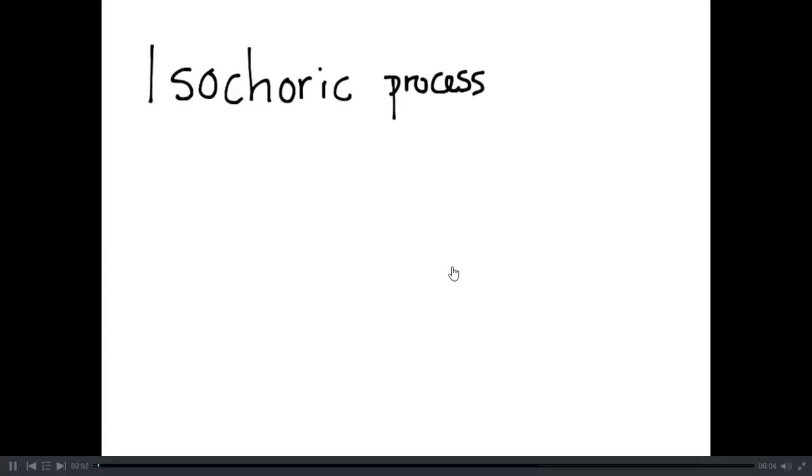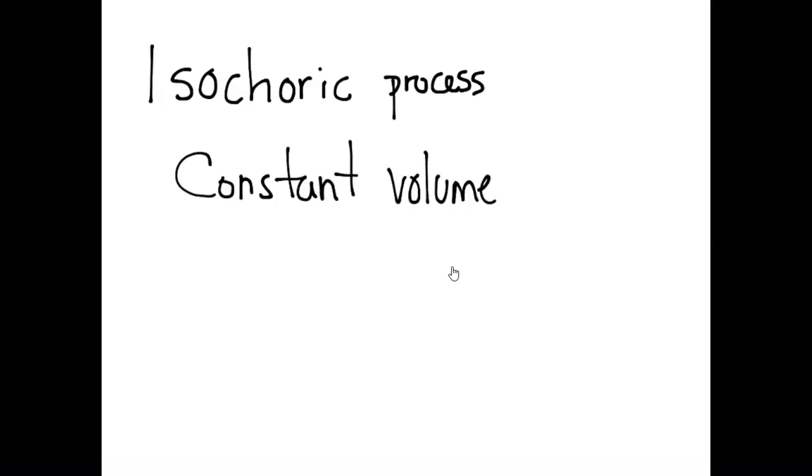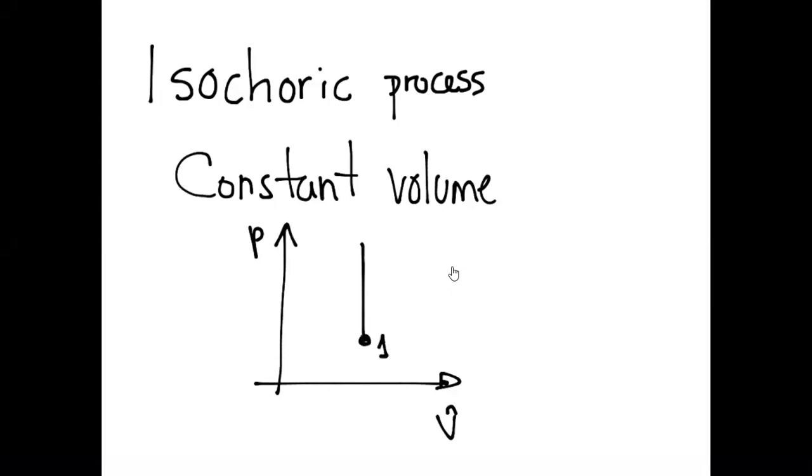In this video we're going to talk about the isochoric process, and isochoric means constant volume. This usually happens when we have a rigid container, and the process looks, for instance, in a PV diagram as a straight line where we go from point 1 to point 2, in a certain direction.